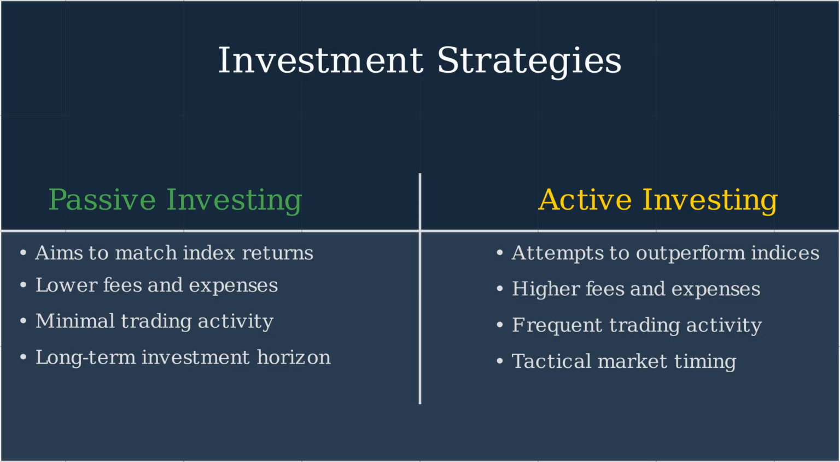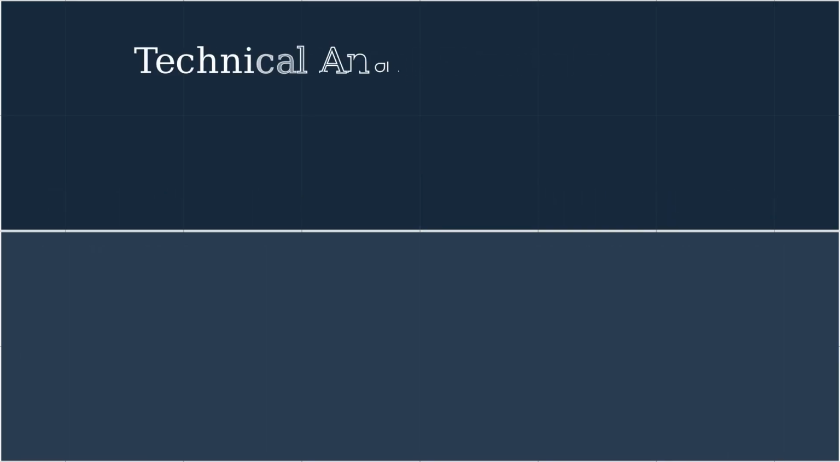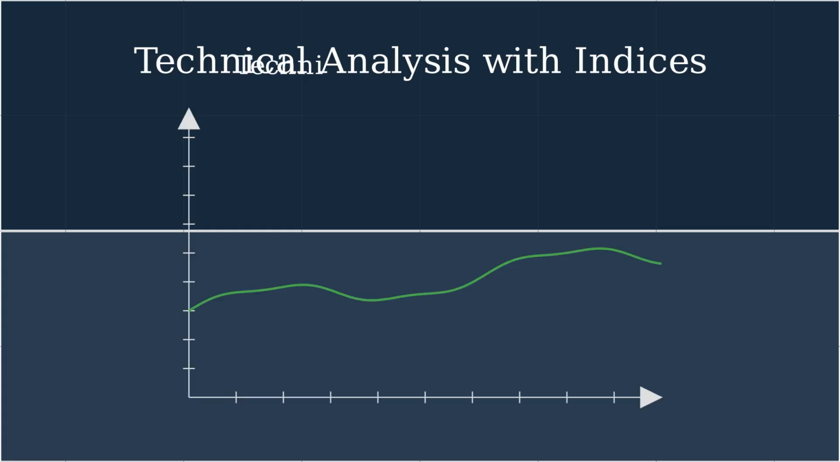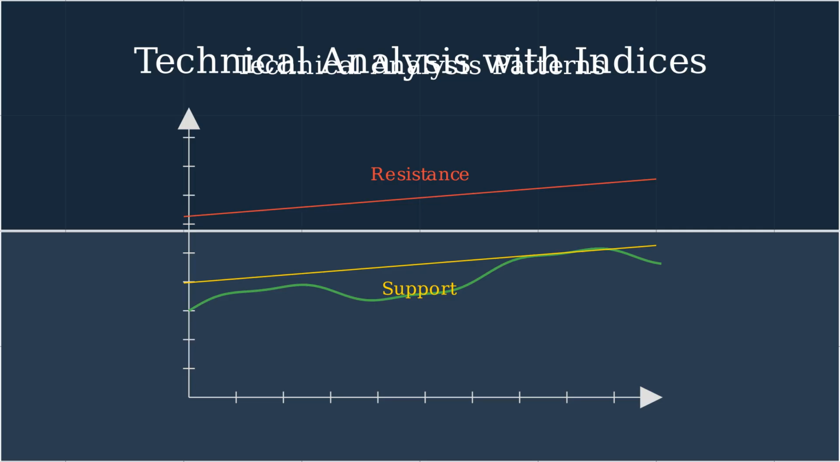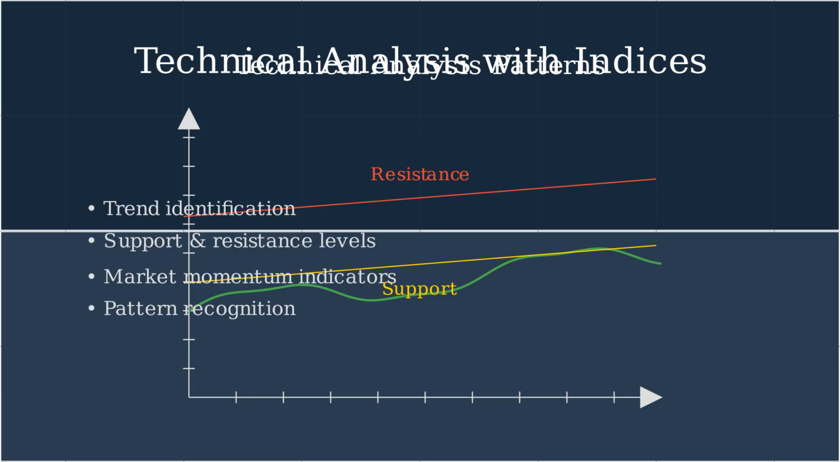Technical analysts study index movements to identify market trends and potential turning points. They look for patterns like support and resistance levels, which can signal potential price floors and ceilings. These analysts use various techniques to interpret index movements, including trend identification, momentum indicators, and pattern recognition.